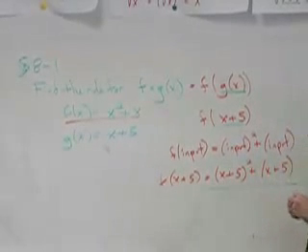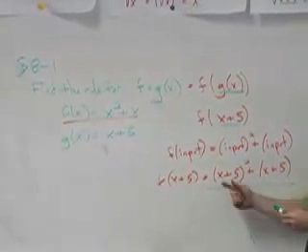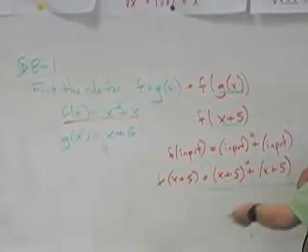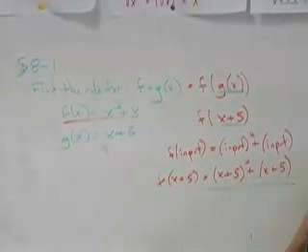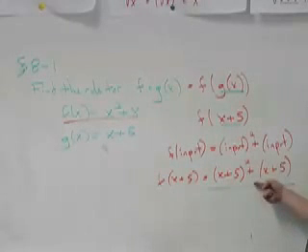Now your authors would have you FOIL that, write it twice, FOIL it, combine like terms. I'm not asking you to do that. I think if you can take it through to this part, you're understanding composition of functions. So you can just leave it like that.